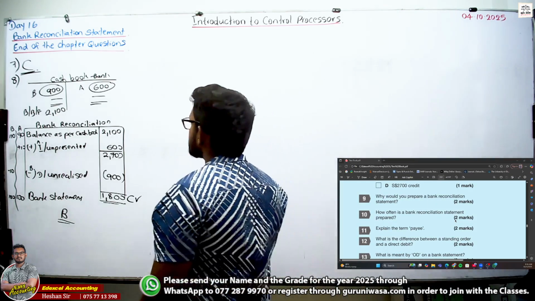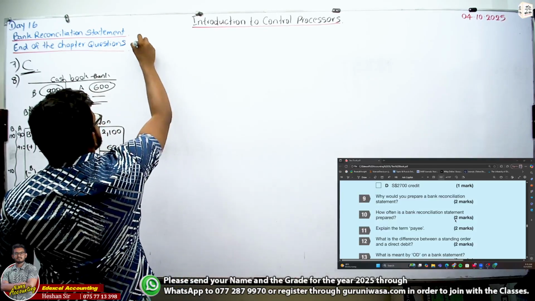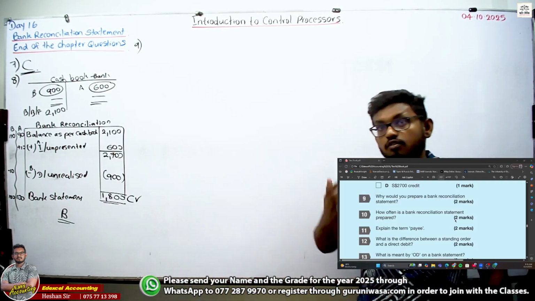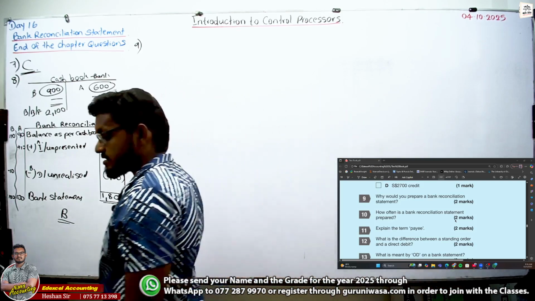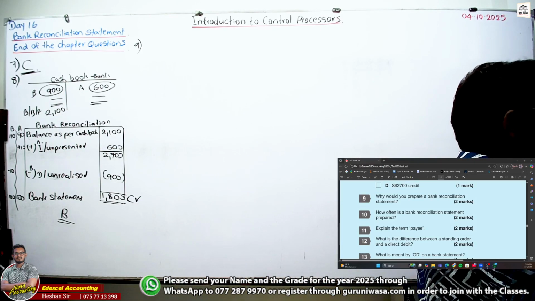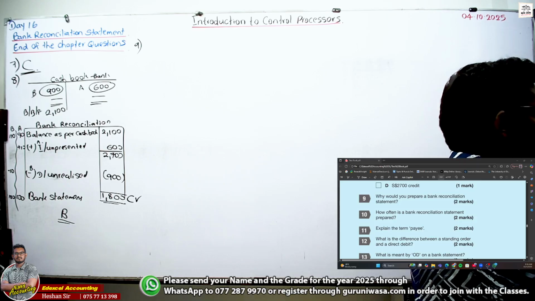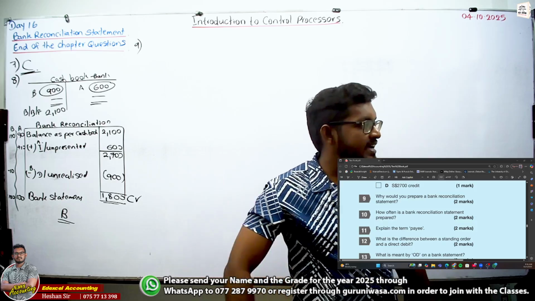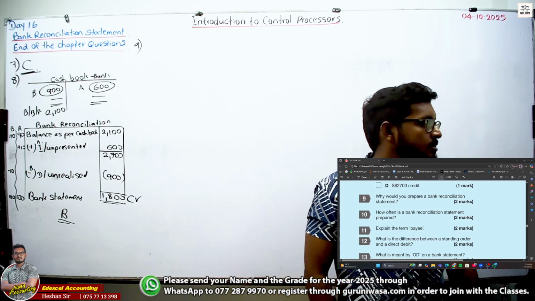Let's write the answers for number 9. Why would you prepare a bank reconciliation statement? You prepare it to identify and explain the differences between the cash book bank column and the bank statement balance.